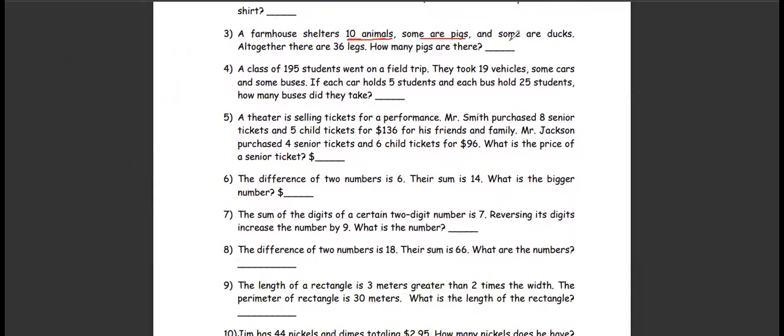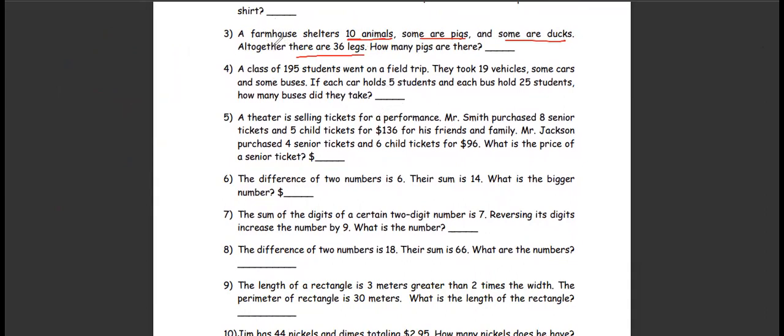Some are pigs and some are ducks. Altogether, there are 36 legs. How many pigs are there? So if you have noticed, once we write the two equations for every question, it's going to be easy to solve. The hardest part is getting the two equations.